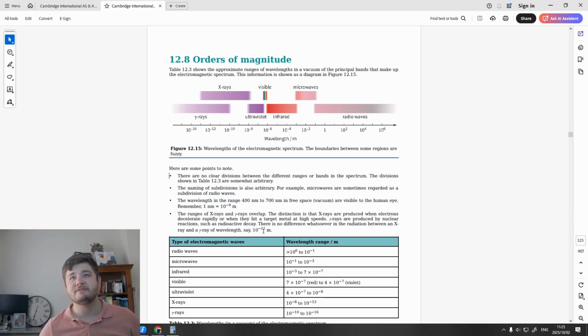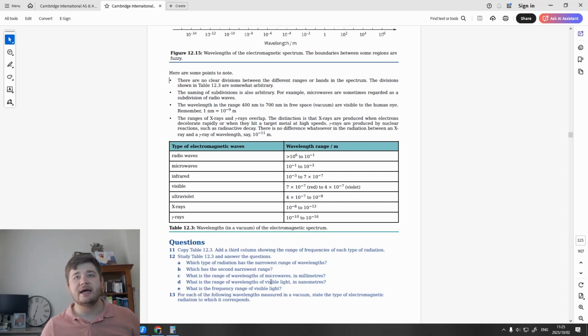Sometimes some microwaves might be regarded as a subdivision of radio waves. As we've said, we've talked about the visible light from 400 nanometers to 700 nanometers, blue to red, which is visible, and then nanometers, 10 to the negative 9 meters, and that the ranges of X-rays and gamma rays overlap. Now let's look at some of these questions.